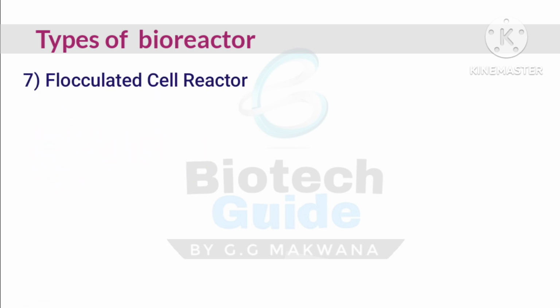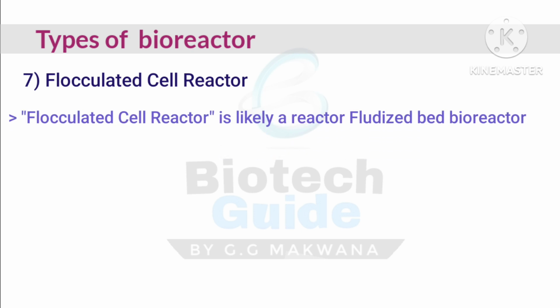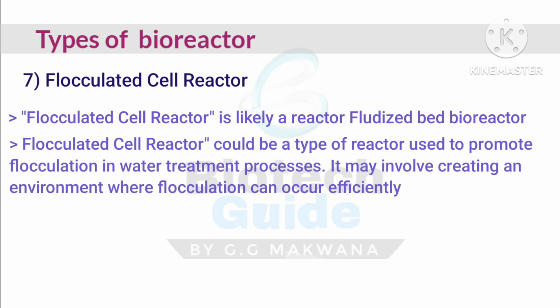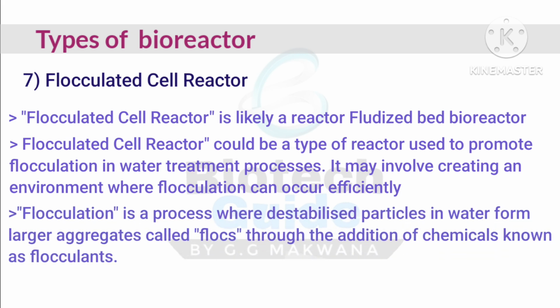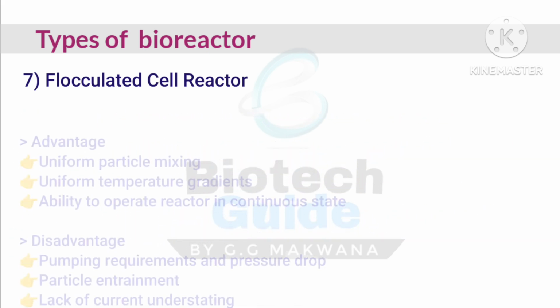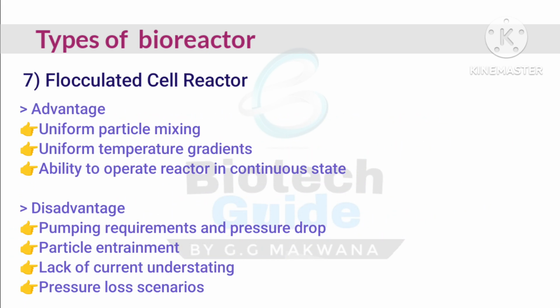Last, flocculated cell bioreactor is similar to fluidized bed bioreactor. It could be a type of reactor used to promote flocculation in water treatment processes. It may involve creating an environment where flocculation can occur efficiently. So basically, flocculation is a process where suspended particles in water form larger aggregates called flocs through the addition of chemicals known as flocculants. In advantages and disadvantages, it is similar to a fluidized bed bioreactor.